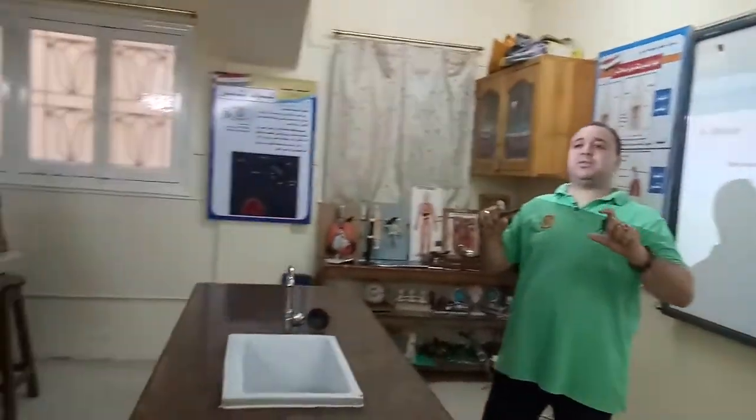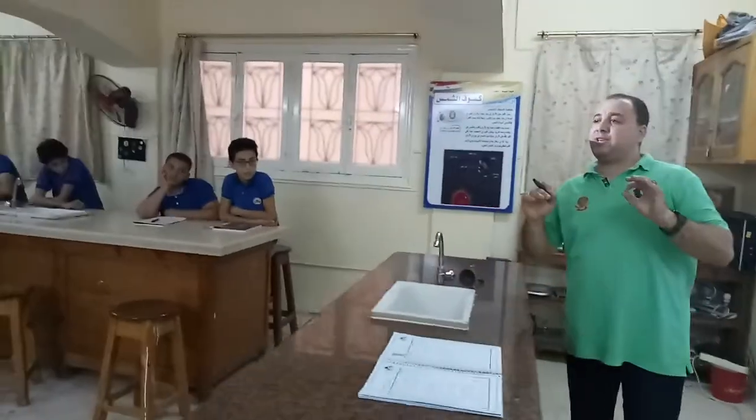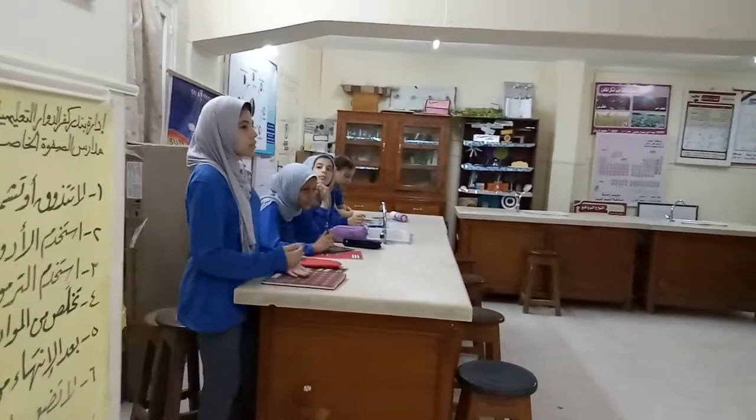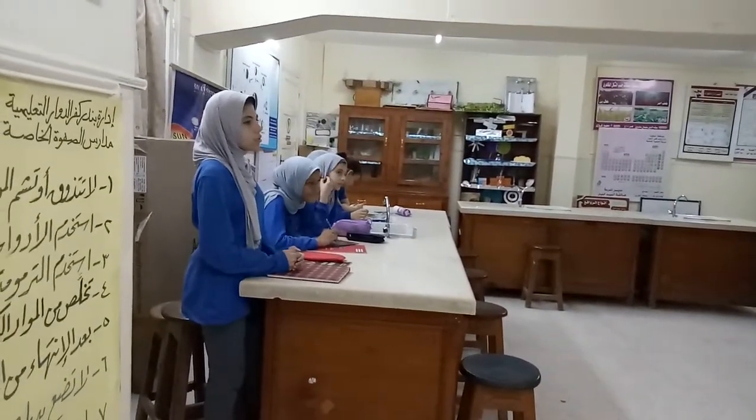So the elements whose outermost energy level has less than 4 electrons are called what? They are called metals. Okay? Abir, what's meant by metal? They are elements that have less than 4 electrons in their outermost energy level.